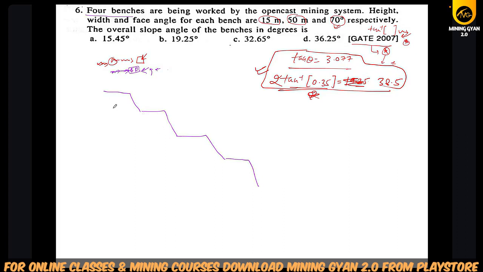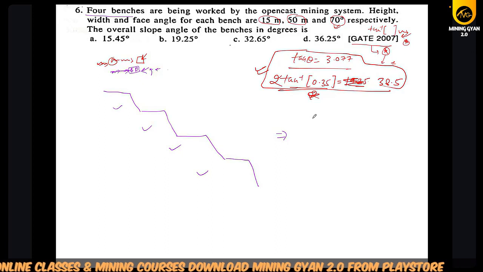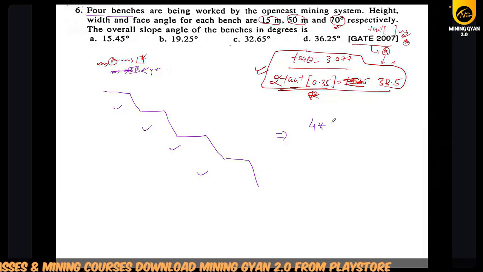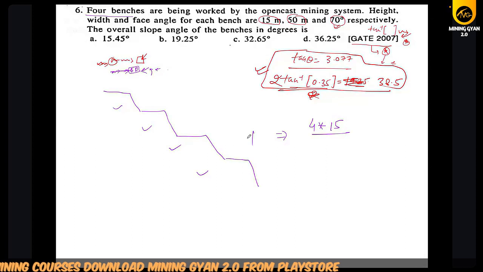So four benches: one, two, three, four. So I will directly write. The number of benches is four, multiplied by the height of the bench, which is 15. It is tan theta.